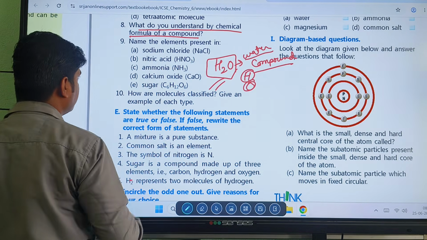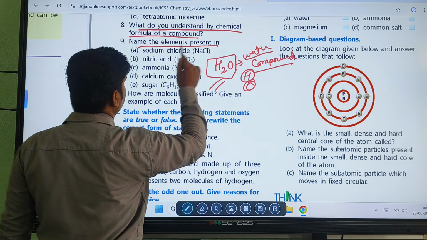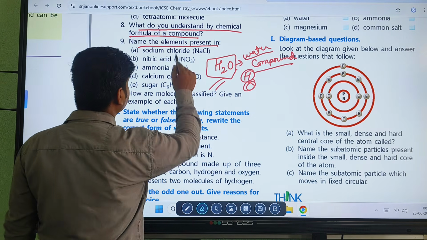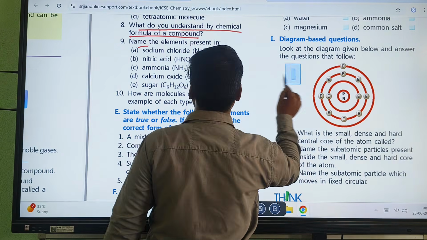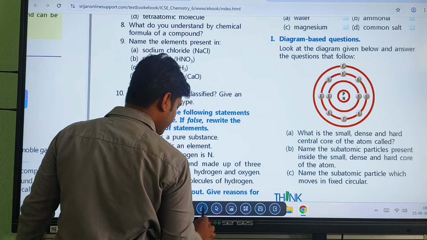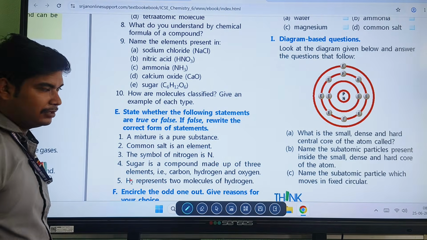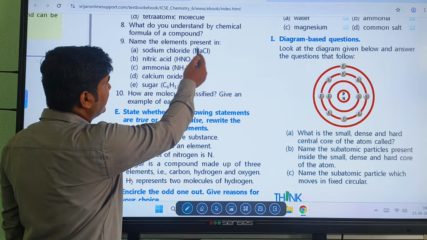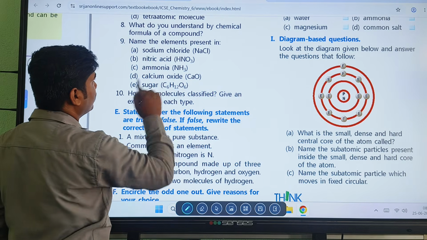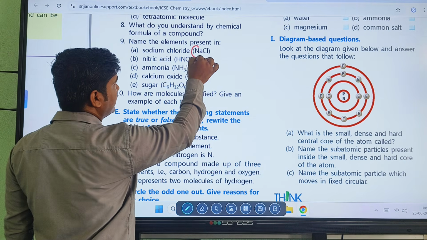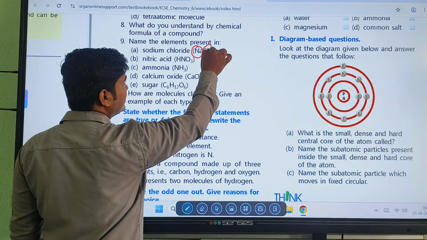Now come to question number 9. Name the elements present in these. One by one we are going to solve. You have already solved them, but we are revising. Name the elements present in sodium chloride. This is sodium and this is chlorine.